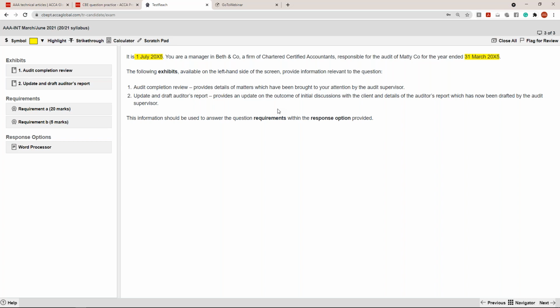Why are we after the year end? Because it's a question set at a completion and reporting stage. The exhibits available on the left hand side of the screen provide information relevant to the question, right? So there are 2 exhibits given on the left hand side of the screen.